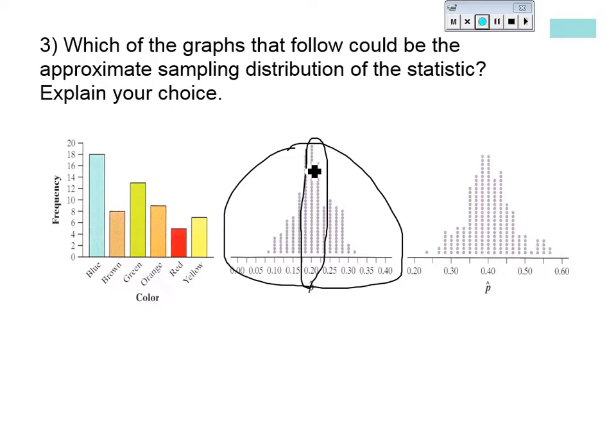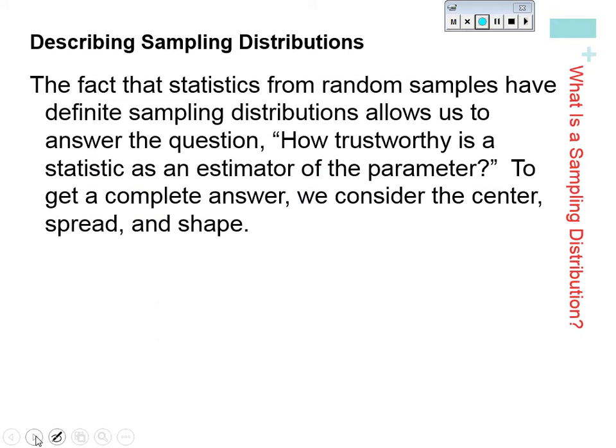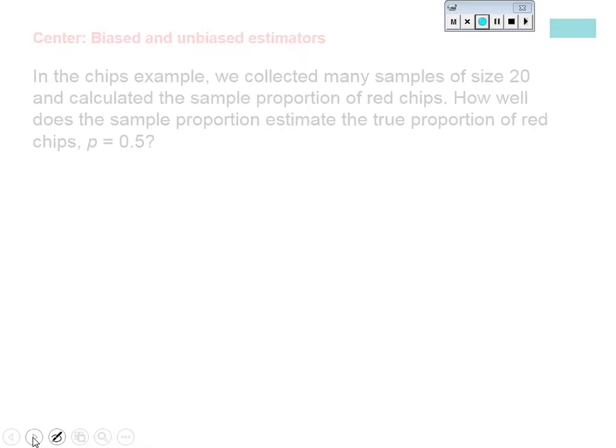Okay, that's what I would expect to happen if in fact the 20% claim was true. So in terms of describing a sampling distribution, one of the things that we're looking at is how trustworthy is the statistic as an estimator of the parameter? How trustworthy are the results that you get from your sample to estimate something about the population? And when we're describing a sampling distribution, we want to look at the center, we want to look at the spread, and we want to look at the shape of it.